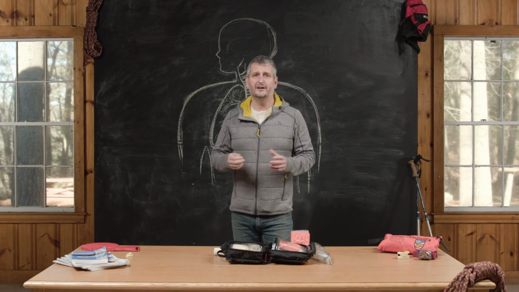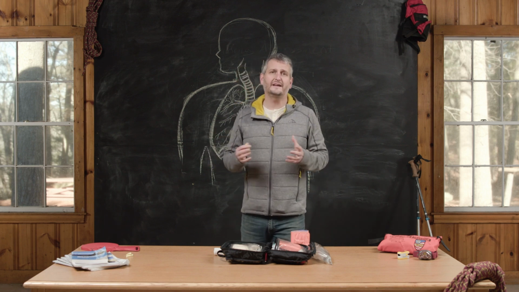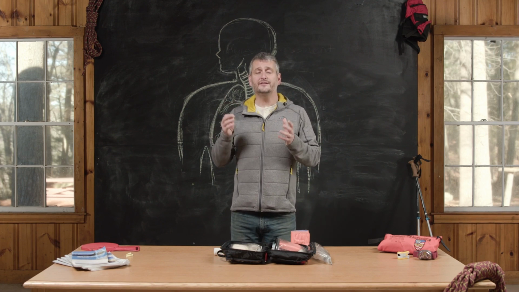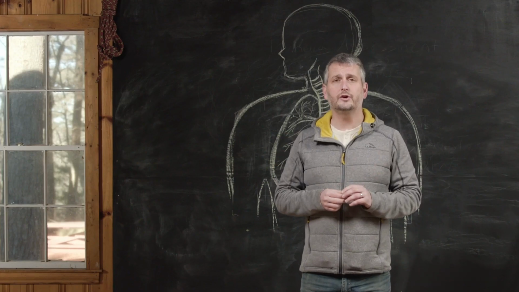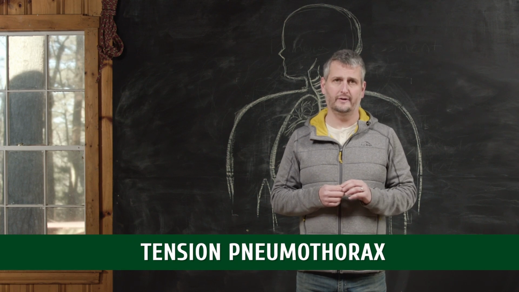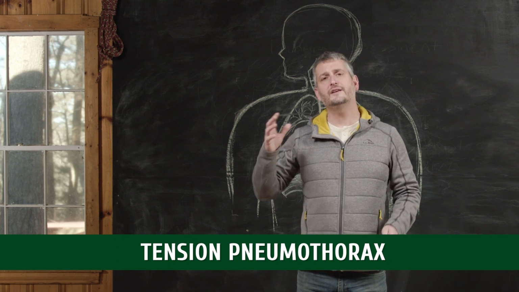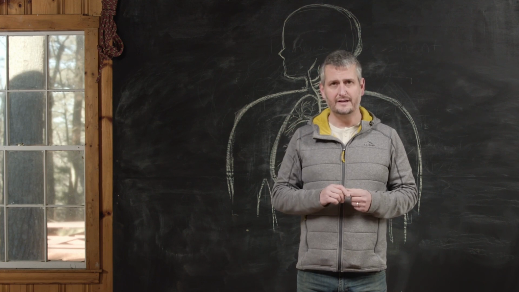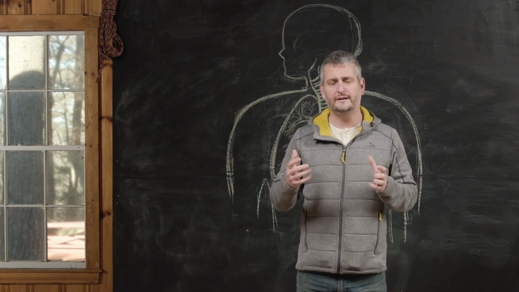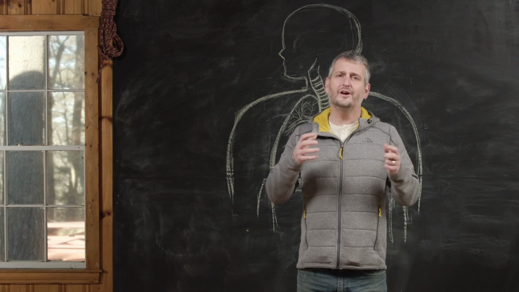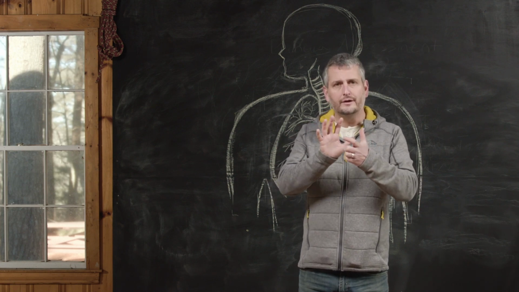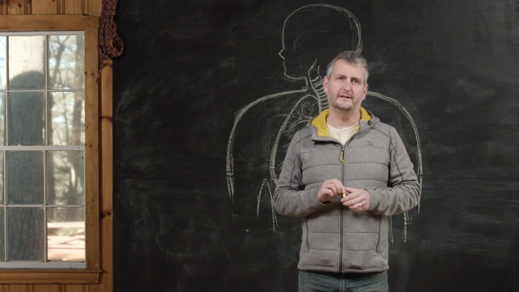I can then have air that builds up in the cavity and continues and continues and doesn't have a place to escape. This is called a tension pneumothorax. What this means is that the air has gotten to such a place inside that thoracic cavity that it is actually collapsing the lungs. It's not actually deflating the lung. What it's doing is it's pushing on the lung so that the lung can't expand anymore.